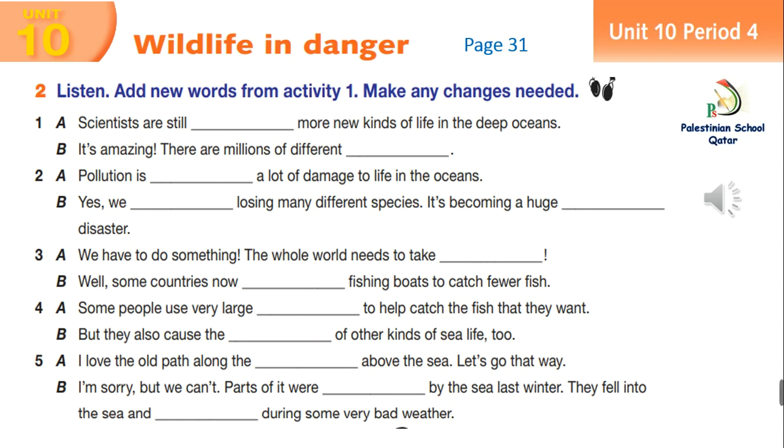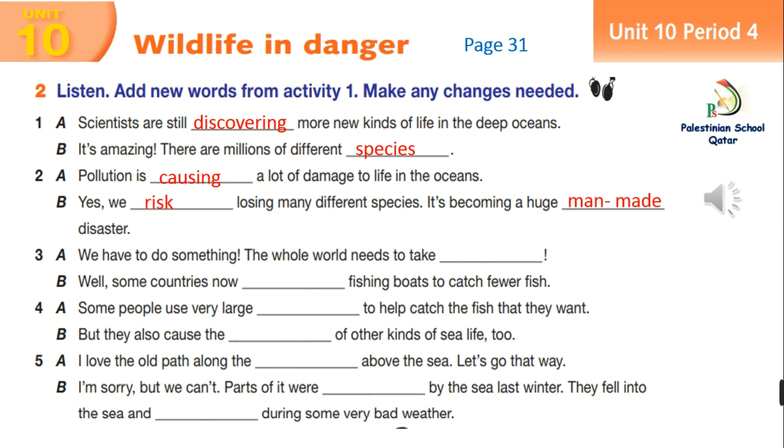1. Scientists are still discovering more new kinds of life in the deep oceans. It's amazing! There are millions of different species. 2. Pollution is causing a lot of damage to life in the oceans. Yes, we risk losing many different species. It's becoming a huge man-made disaster.